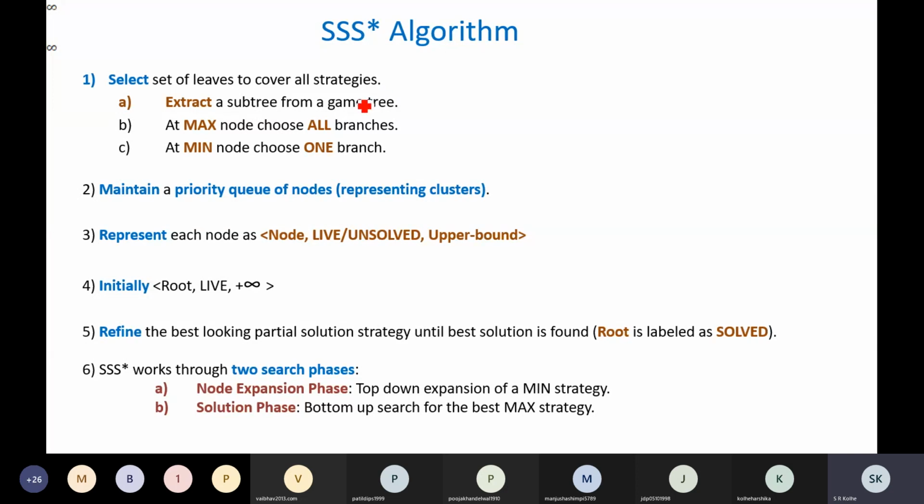Now how to do that? Simple. Unlike the strategy that we have defined, we will extract a subtree from the game tree. How? At max node we will choose all branches, and at min node we will choose only one branch. What is the first step in this algorithm? First step is you will have to find a set of leaves.